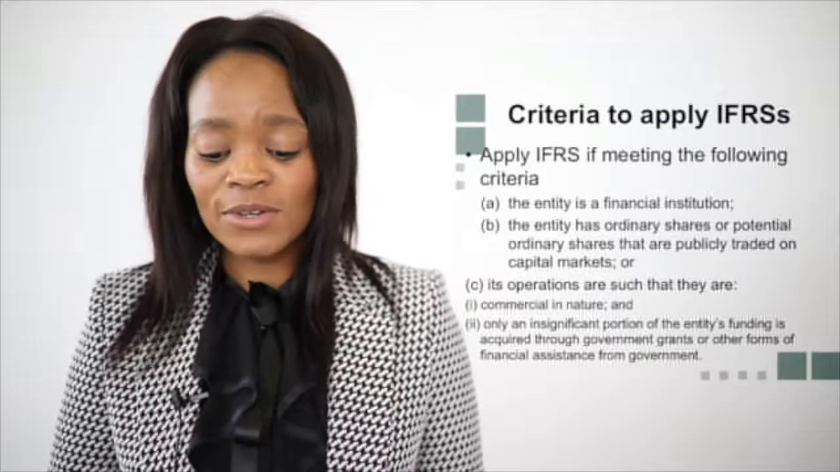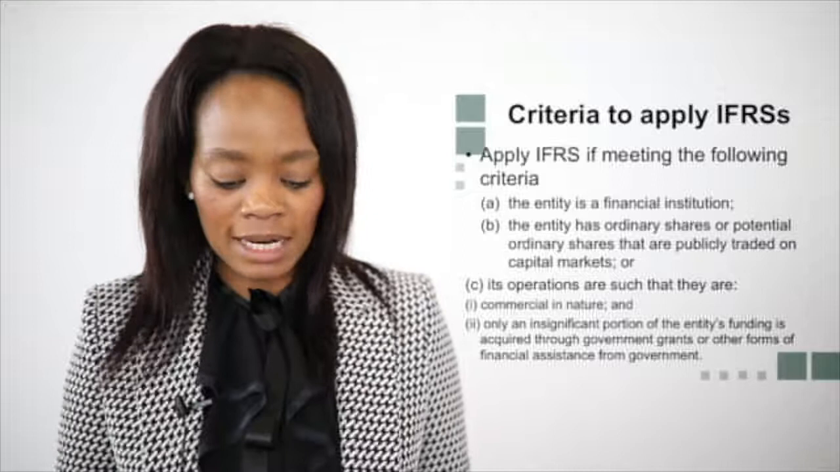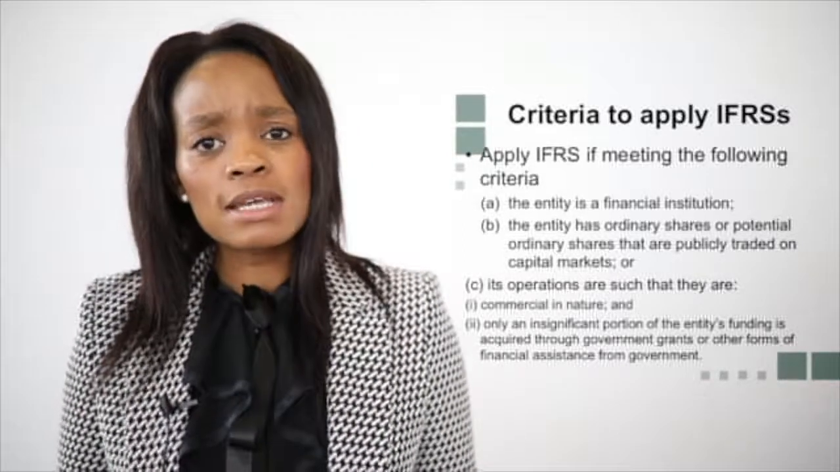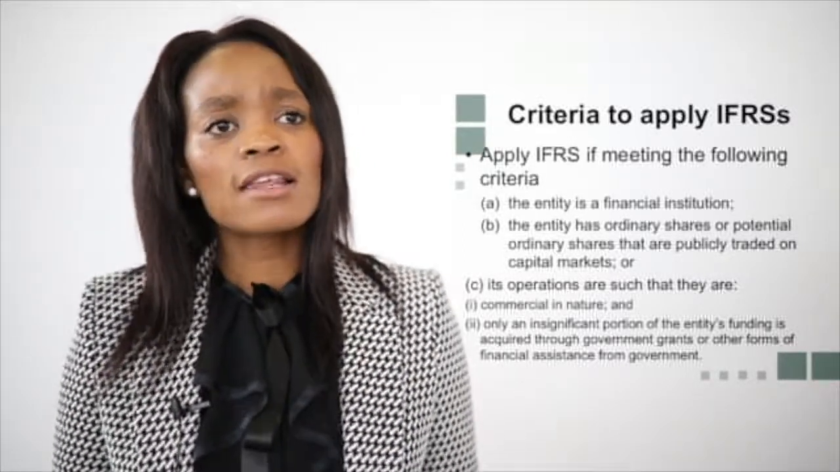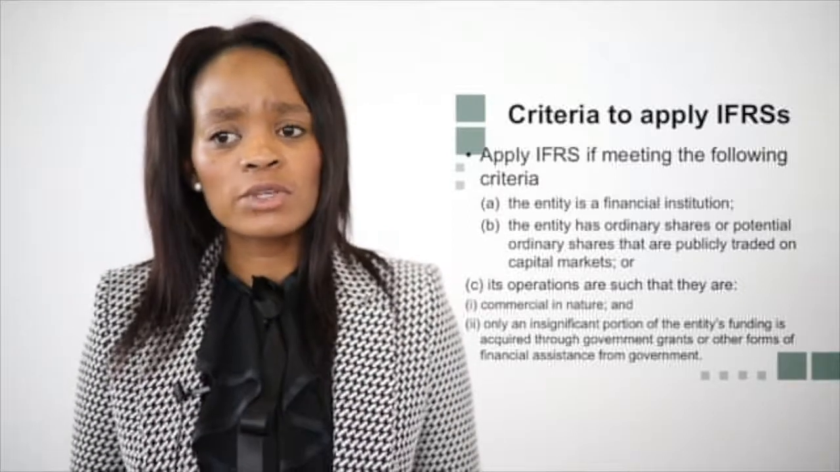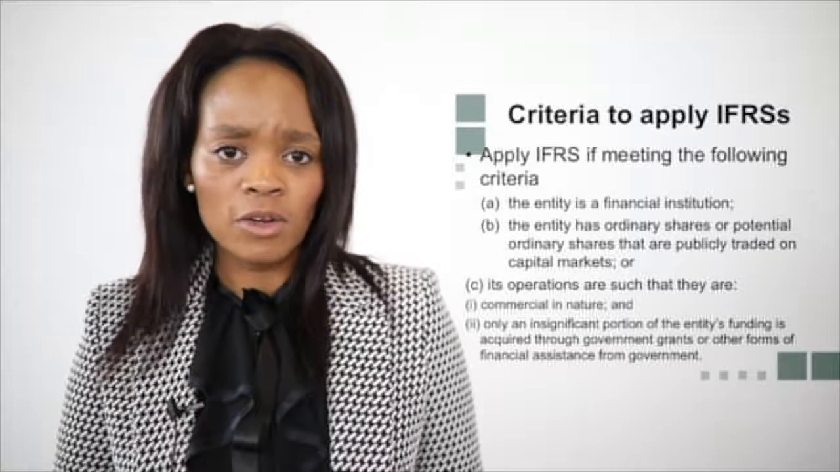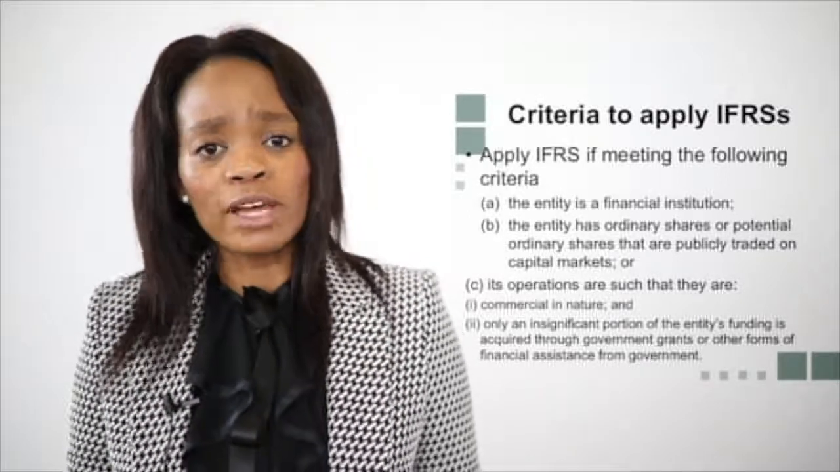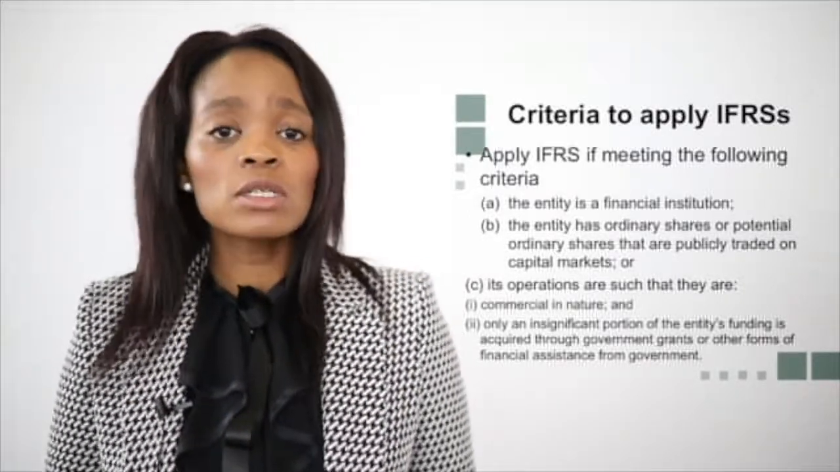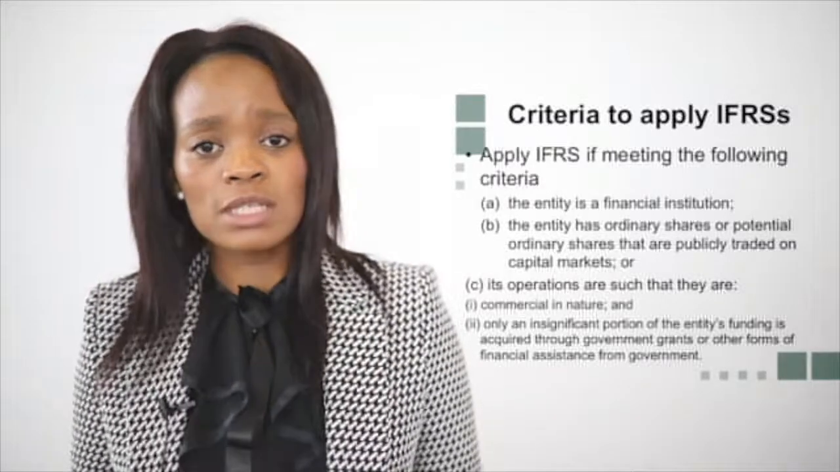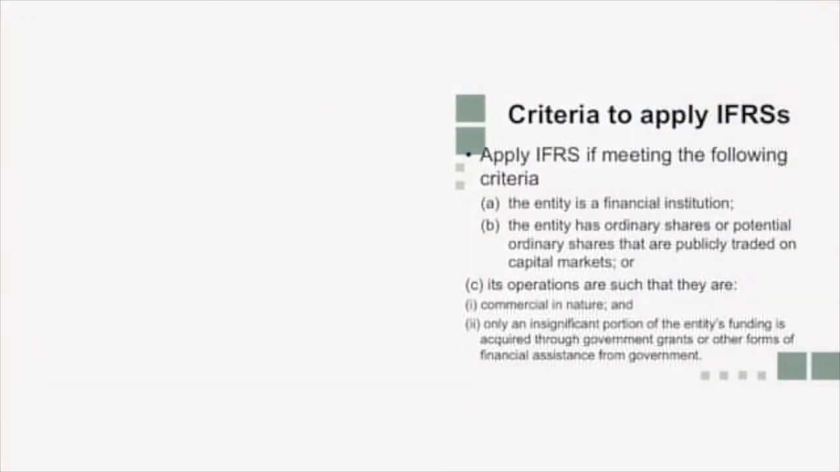Now, the last criterion requires entities to apply their judgment, because entities would need to assess the level of funding that they are receiving from government in order to determine whether or not they are dependent on government for funding or financial assistance. And they also need to consider whether their operations are commercial in nature.